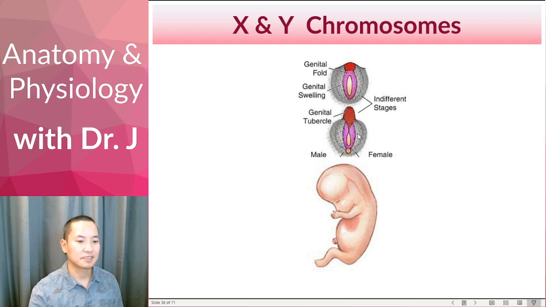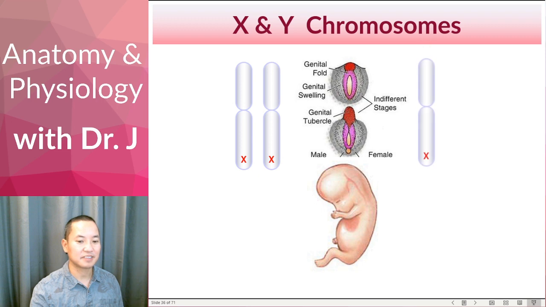So let's talk about this. So X and Y chromosomes again, before 11 weeks, they all look like this. This is not male, this is not quite female yet. Again, we have our XX and we have our XY. So what happens if you have only X?